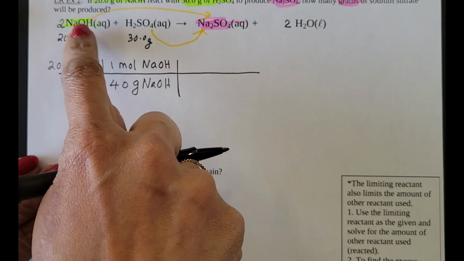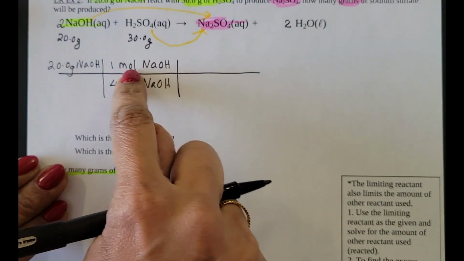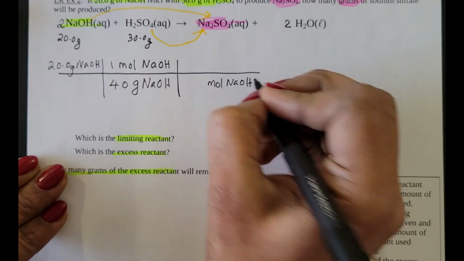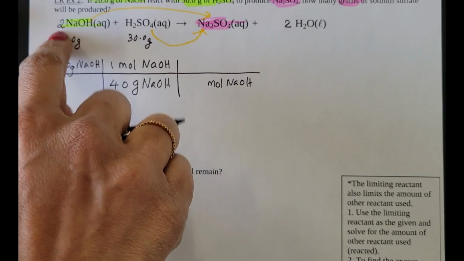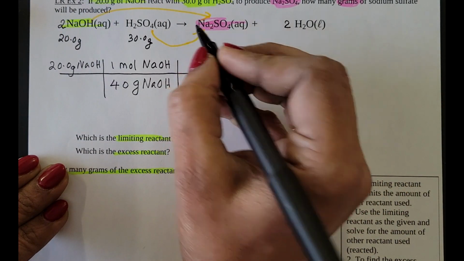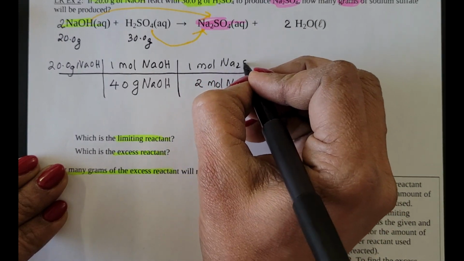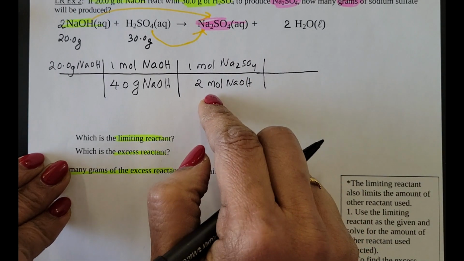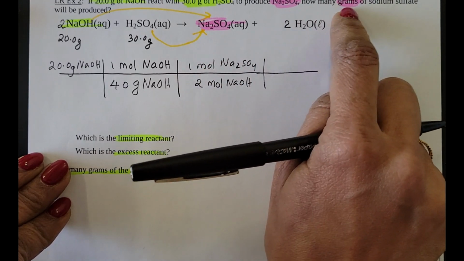Now we need the ratio between the moles of this to moles of that. Copy this unit down. Moles of NaOH. How many moles of NaOH? So the coefficient is the number of moles. So we are going to write 2 mole of NaOH, and there is no coefficient, that means it is 1 mole of Na2SO4. So now you got the moles. If the question is asking for moles, you can stop here. But here it is asking in grams.